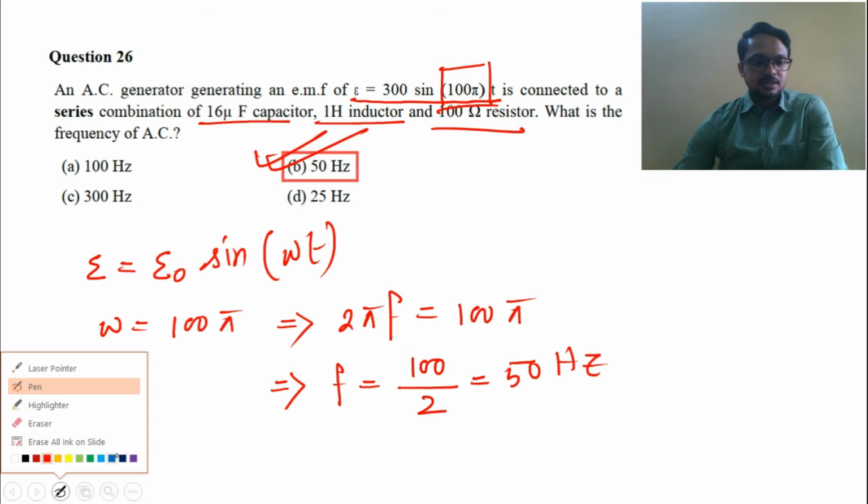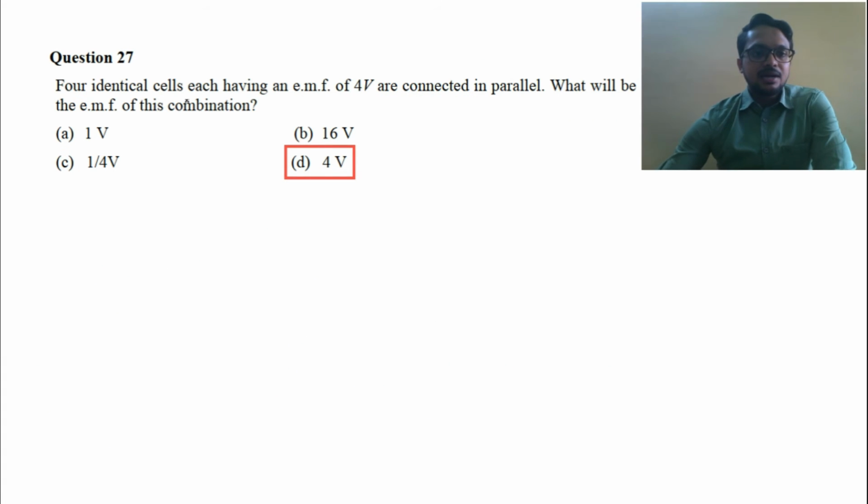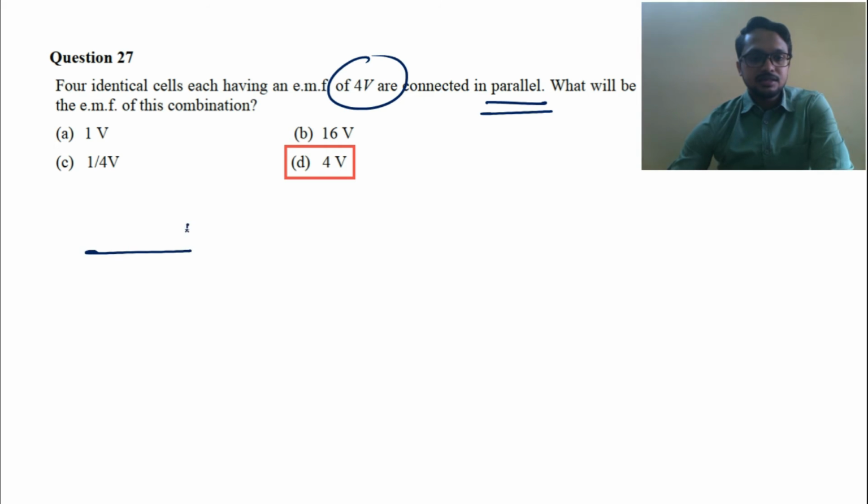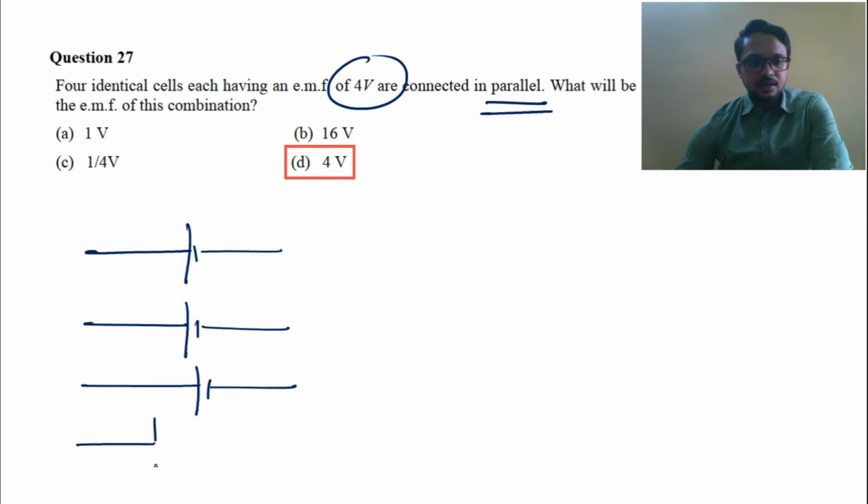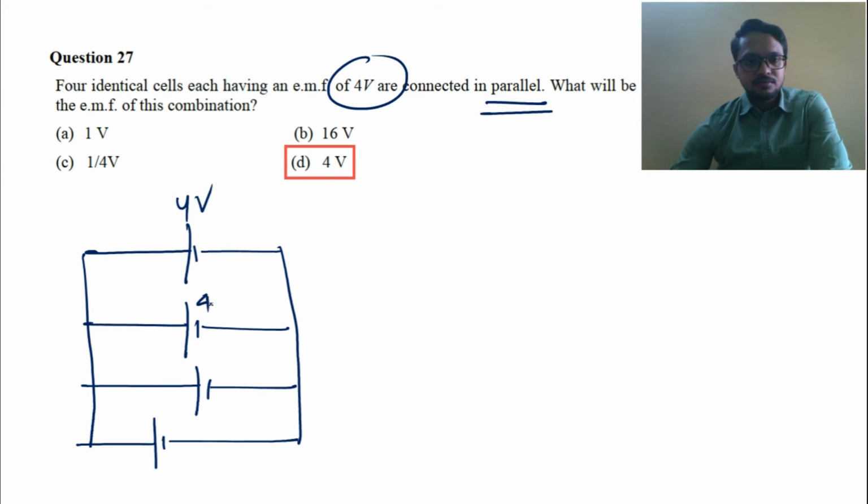Our next question is question number 27. 4 identical cells, each having EMF 4 volt, are connected in parallel. In the parallel connection, each has voltage 4 volt. So these are 4 cells, 1, 2, 3 and 4, each 4 volt, and they are connected in parallel.